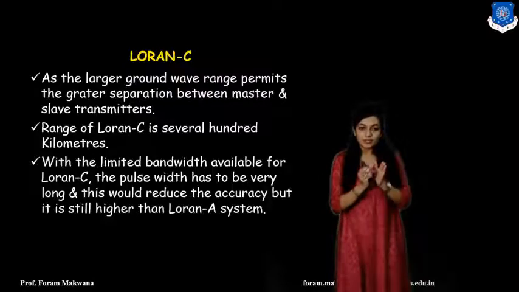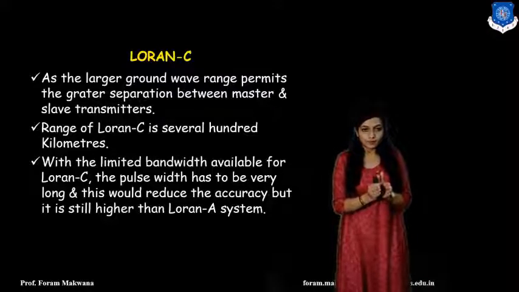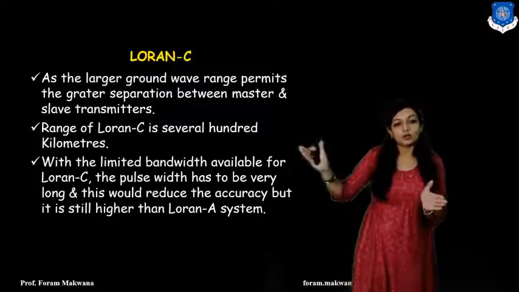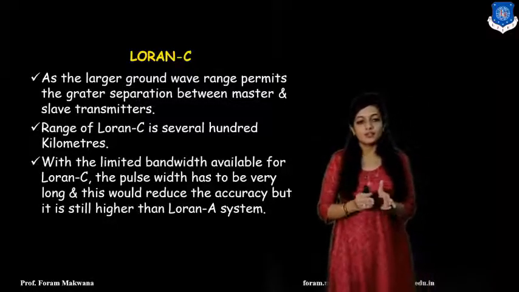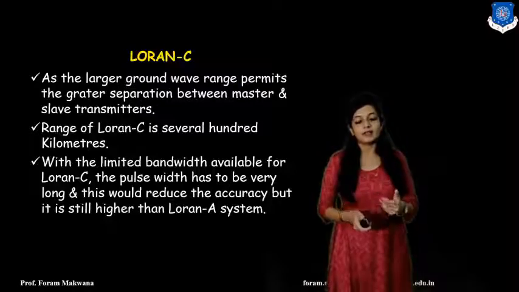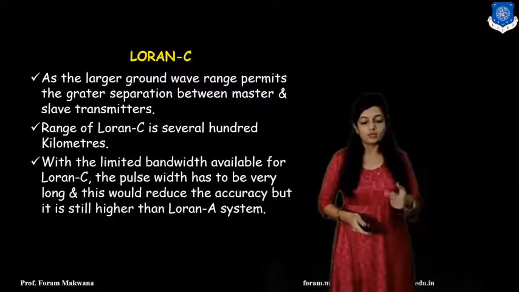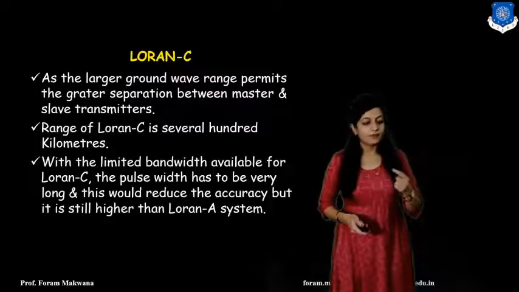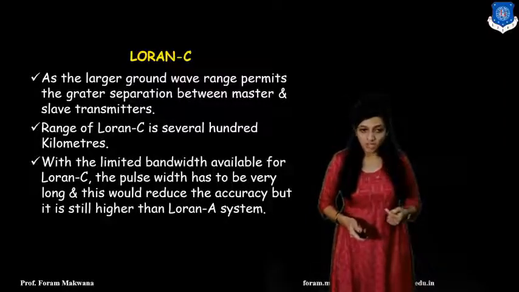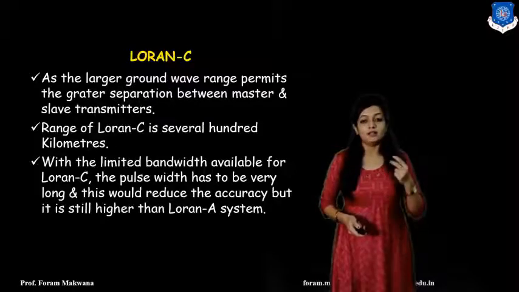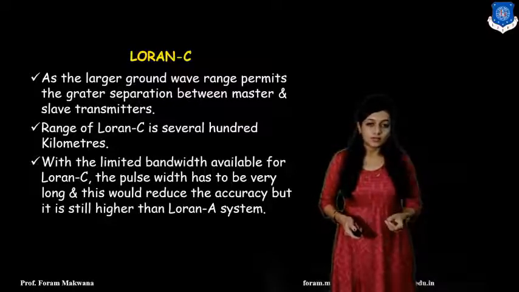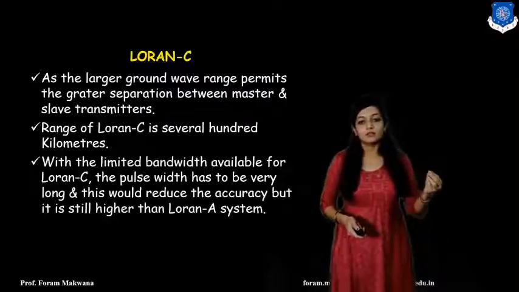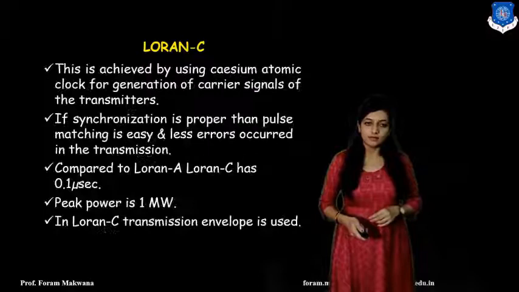So with the limited bandwidth which is available for LORAN-C, the pulse width has to be very long, and this reduces the accuracy, but it is still higher than LORAN-A. So the advantages of using LORAN-C are its operating frequency, larger coverage area, and the accuracy, which is comparably higher than LORAN-A. Okay.